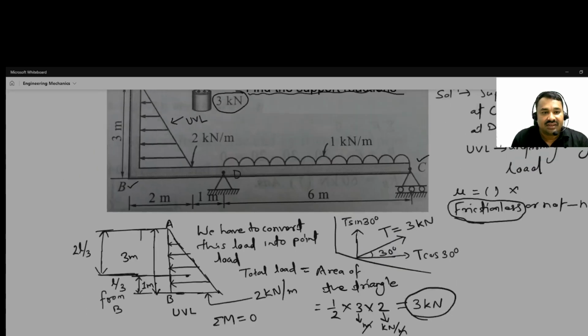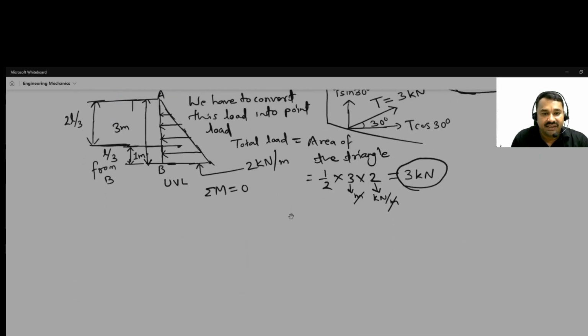So let us draw the FBD of this structure. So firstly what we have to do, this one, it is an L structure.